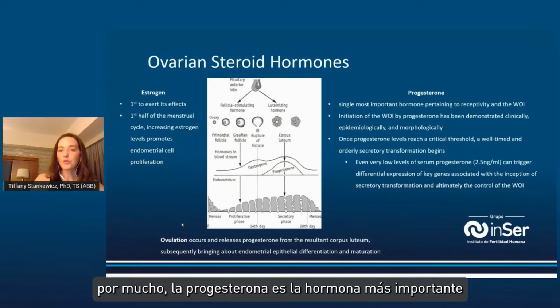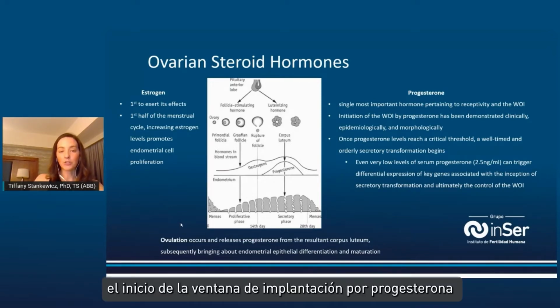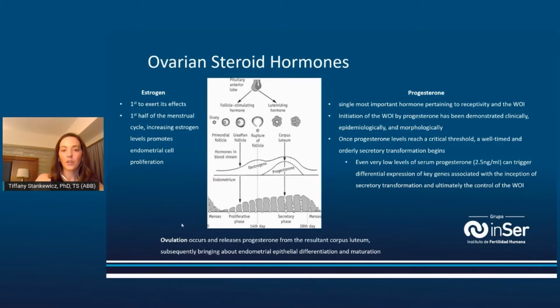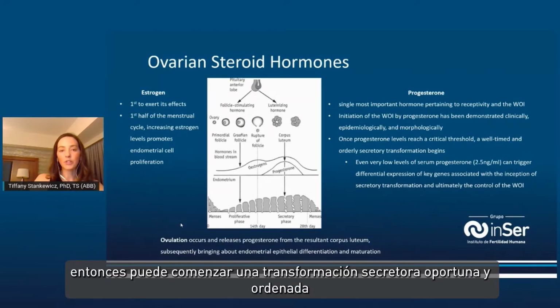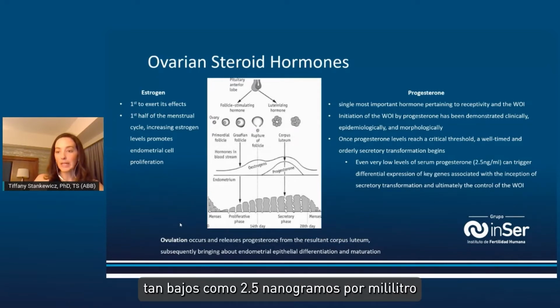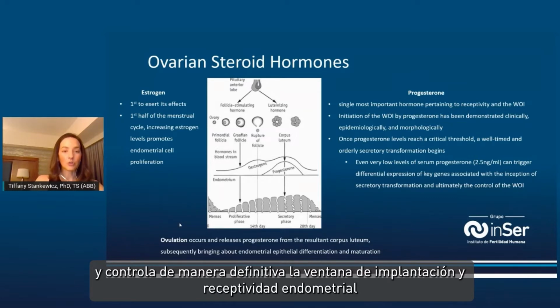By far, progesterone is the single most important hormone pertaining to receptivity and the window of implantation. Initiation of the window of implantation by progesterone has been demonstrated clinically, epidemiologically, and morphologically. Once progesterone levels reach a critical threshold, a well-timed and orderly secretory transformation can then begin. We found that even very low levels of serum progesterone, as low as 2.5 nanograms per mL, can trigger the differential expression of key genes associated with secretory transformation and ultimately the control of the window of implantation and endometrial receptivity.